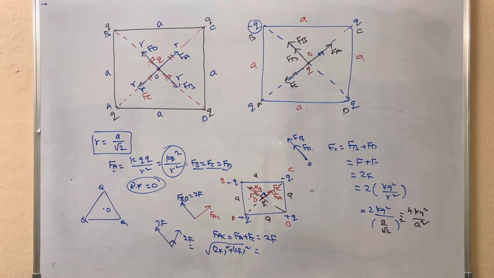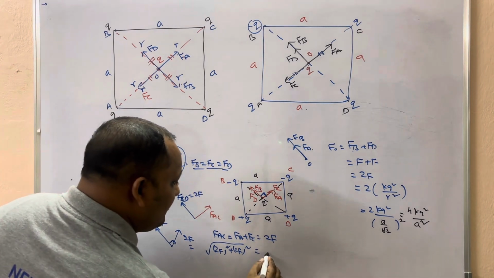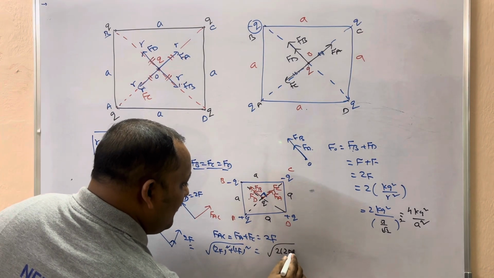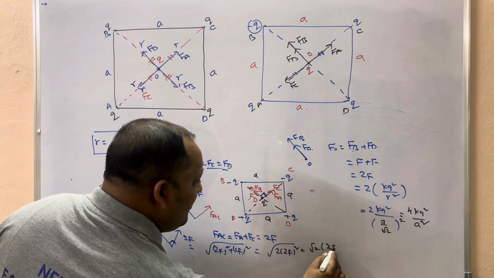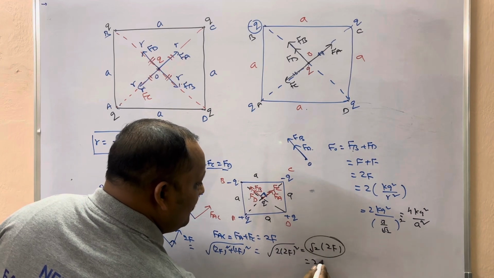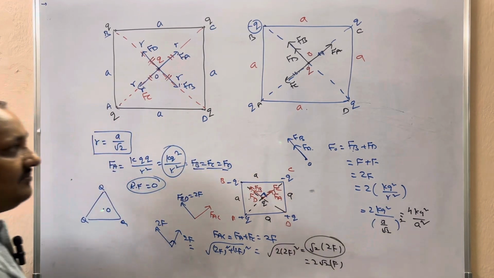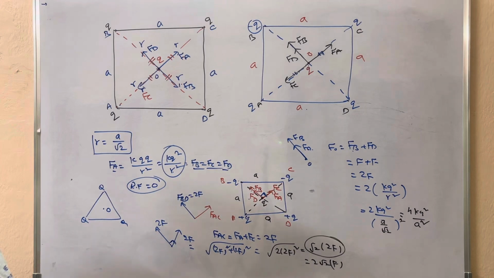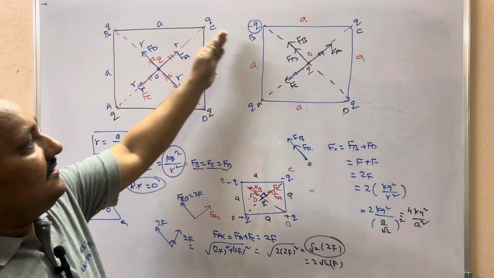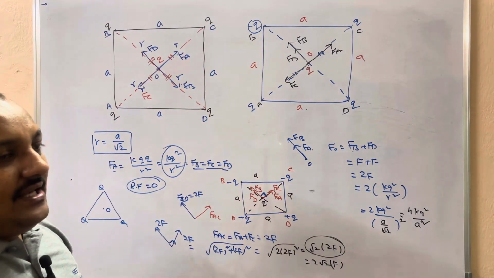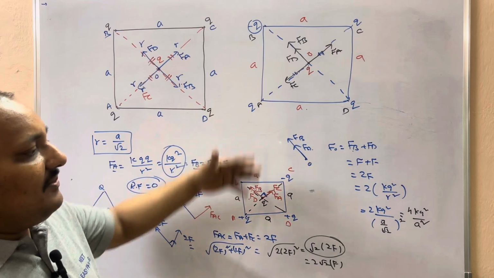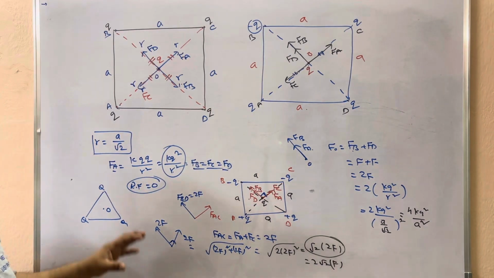Yes. 2F whole square plus 2F whole square. What you will get? 2 times of 2F whole square. So root 2, 2F. So 2 root 2 F you will get. So like this, you have to practice by changing the negative sign, positive sign. If you are doing more number of problems like this, you will become perfect.